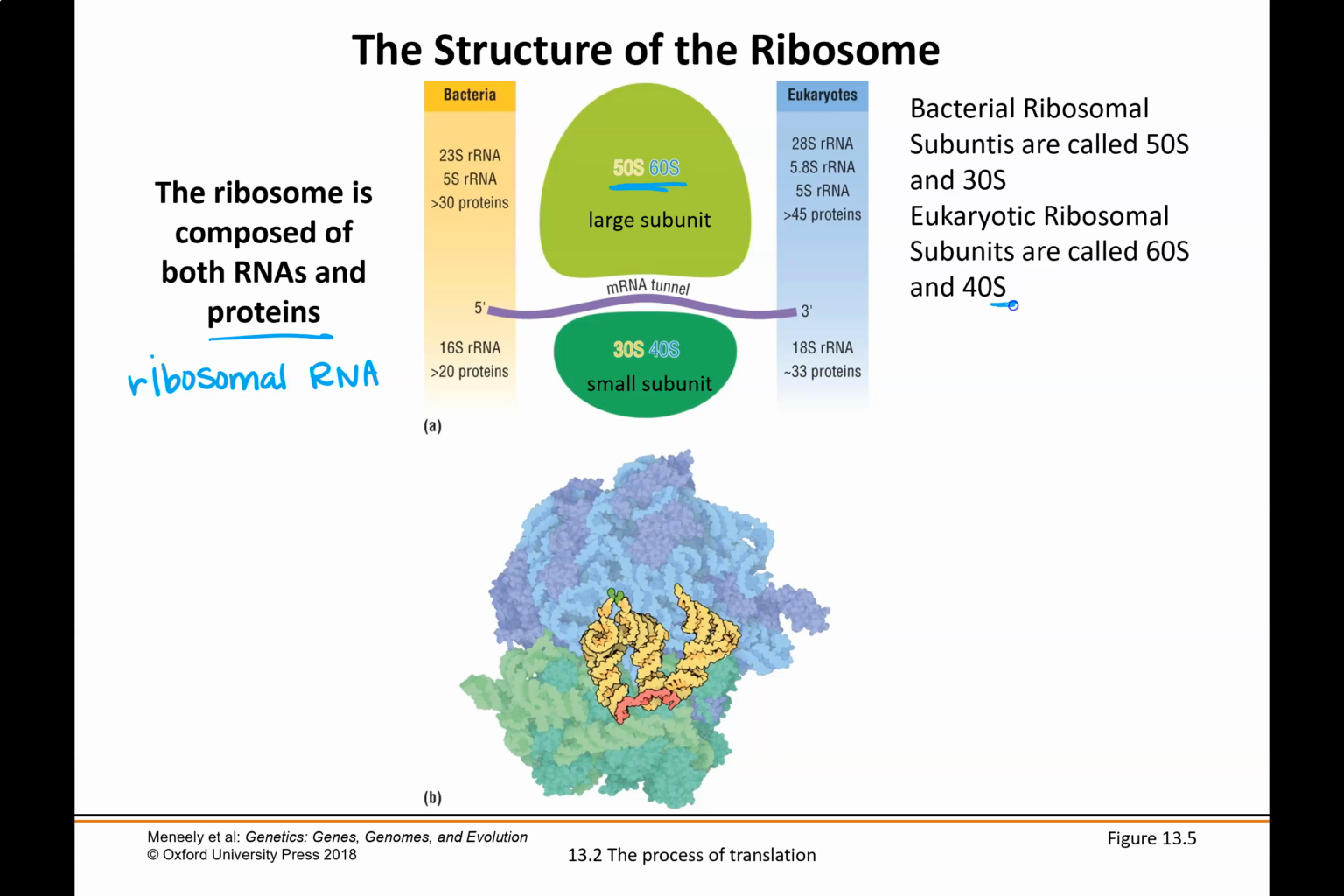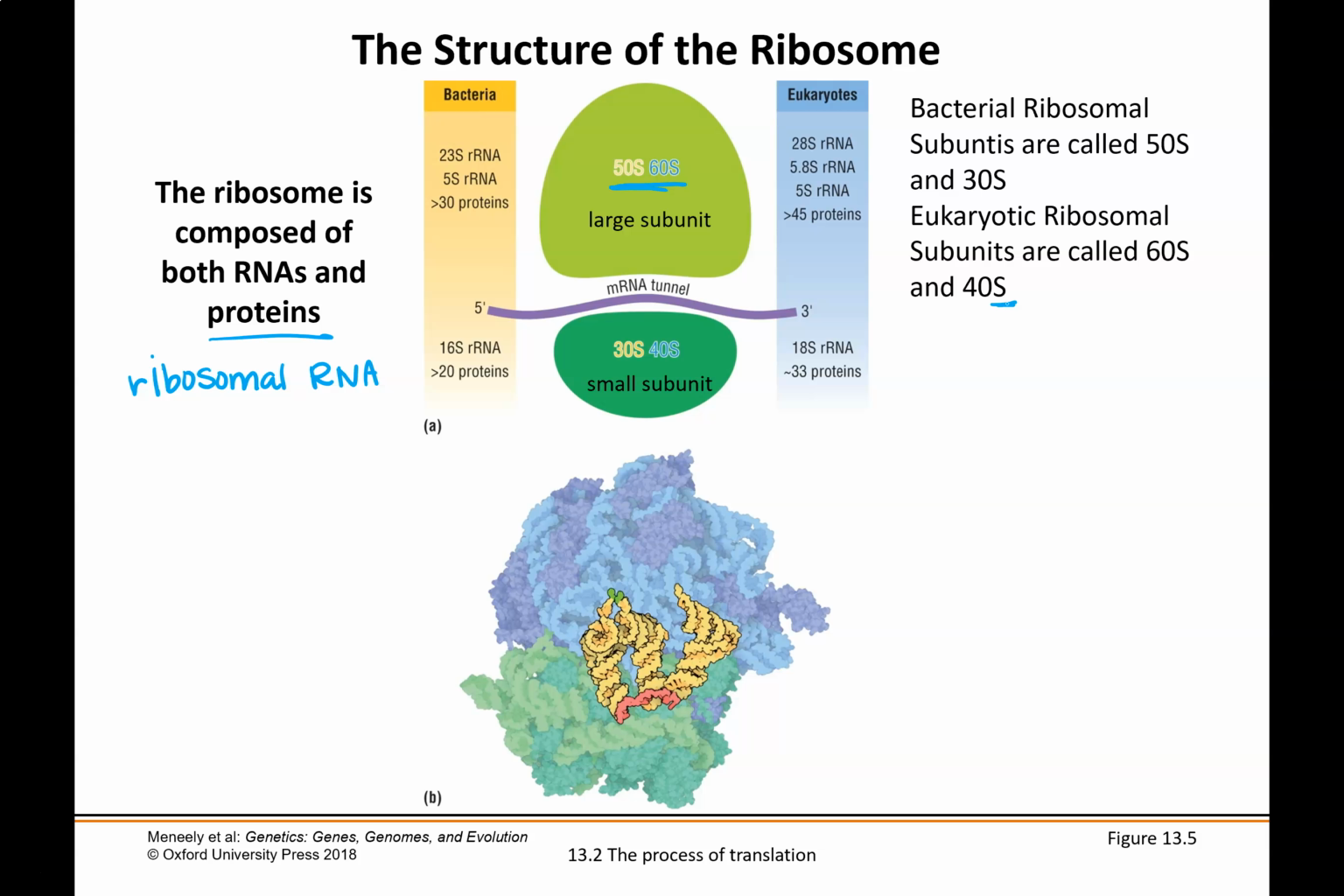That S refers to sedimentation. So one of the ways that you can characterize something on size is by spinning it very, very quickly and looking at where it falls within the centrifugation tube. So that's all that the S means.